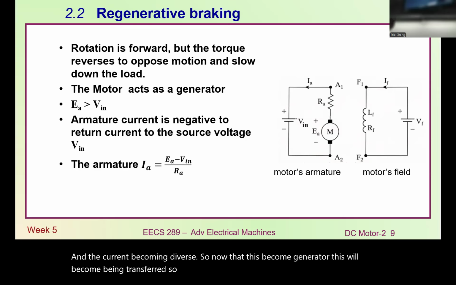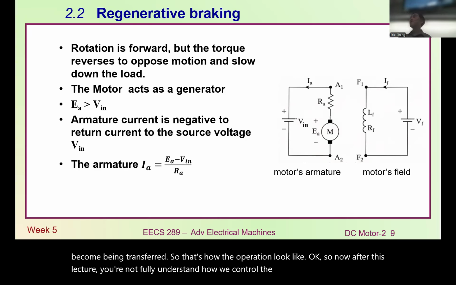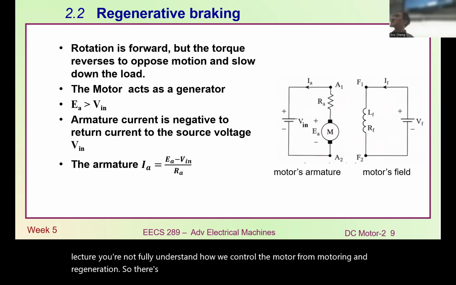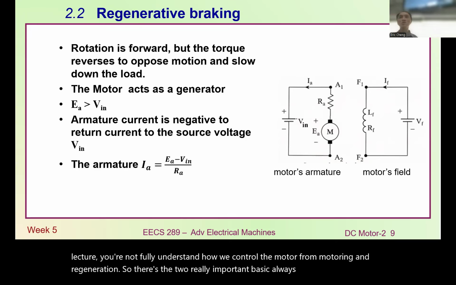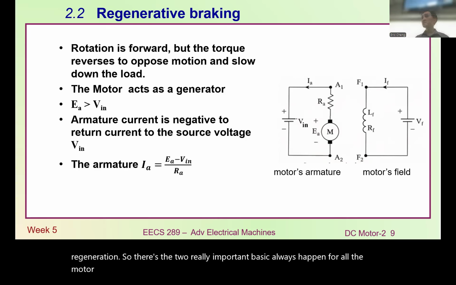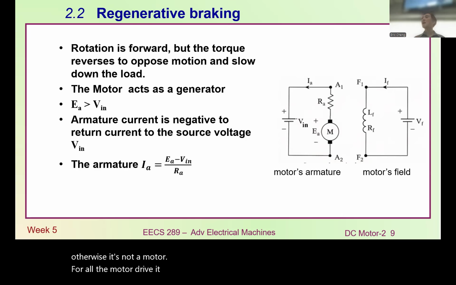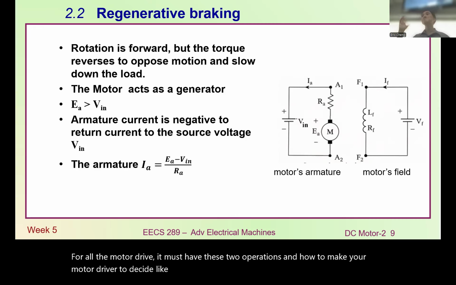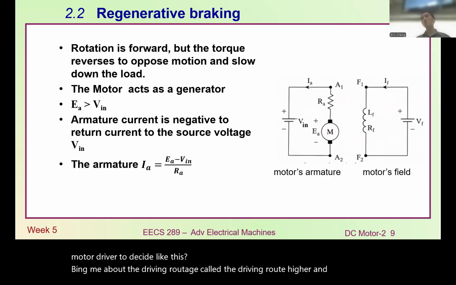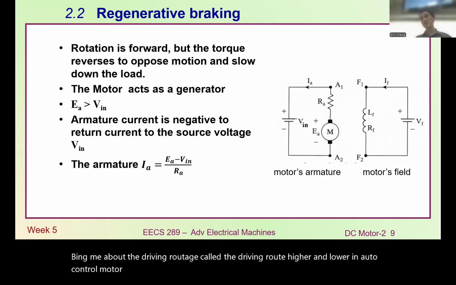You get that? So now after this lecture, you fully understand how we control the motor from motoring to regeneration. So those are the two really important and basic operations that always happen for all motor drives. Not only the EV, industrial drives, everything must have these two operations. Otherwise, it's not a motor. And how do you make your motor driver decide like this? Mainly about the driving voltage. Control the driving voltage higher and lower in order to control motor forward, regeneration and braking. Okay? Now you fully understand.